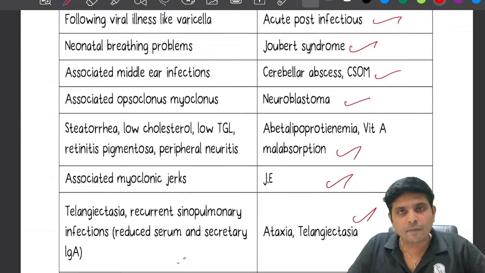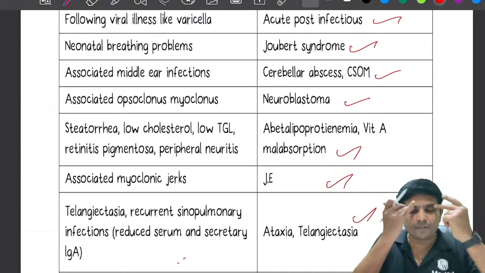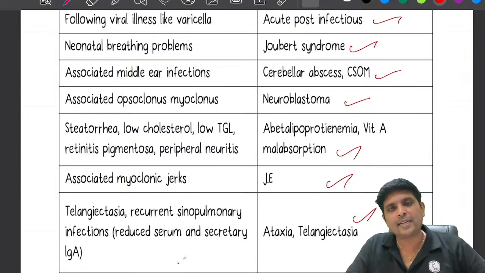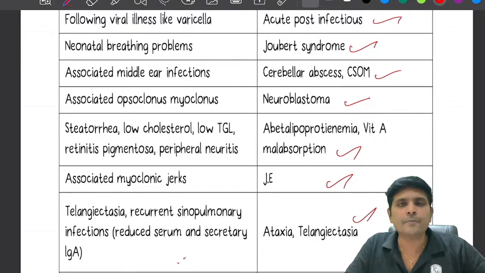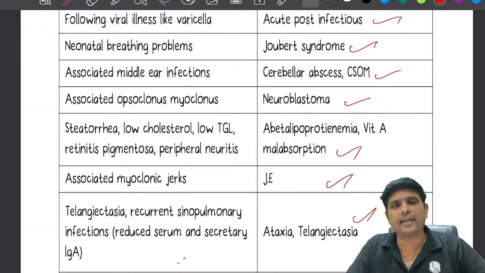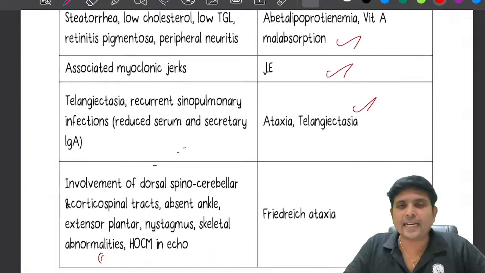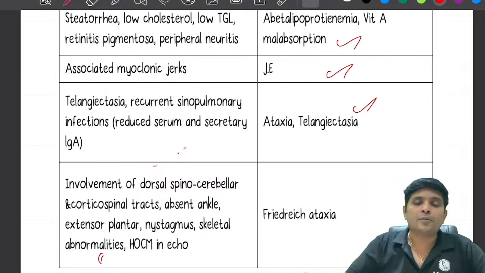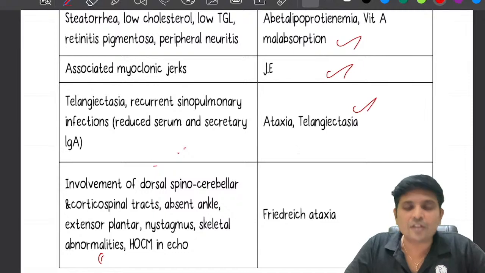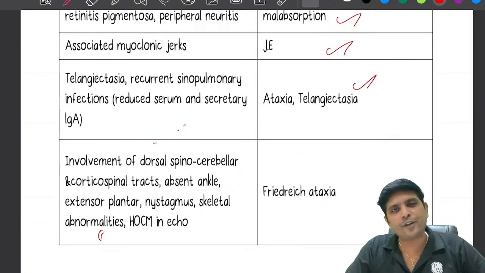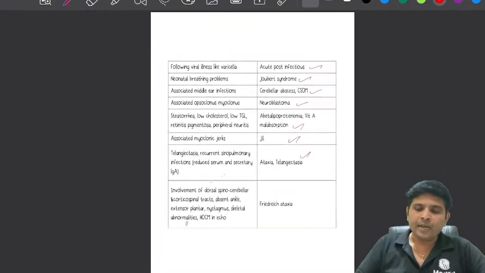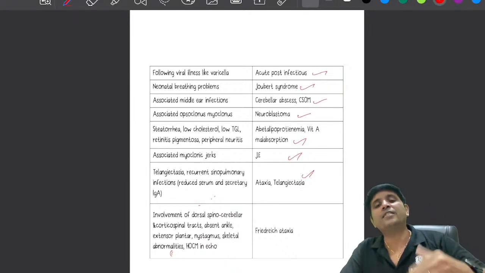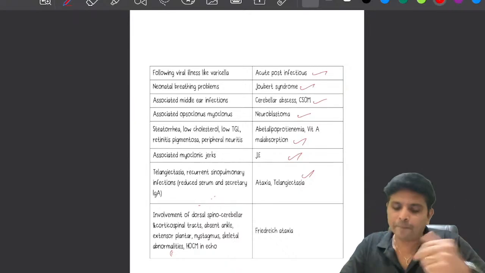And when you have bronchiectasis, ataxia along with telangiectasia, it is ataxia telangiectasia in which one A is high, that is alpha fetoprotein, another A is low, which is your IgA. That's why you will get recurrent infections. And finally, three tract involvement: corticospinal, dorsal column as well as spinocerebellar tract involvement along with pes cavus, hypertrophic cardiomyopathy is Friedreich ataxia. Definitely, these are all the simple one-liners that can be easily asked with respect to scenarios involving your ataxia.